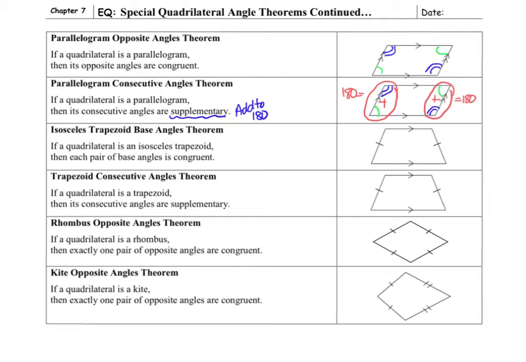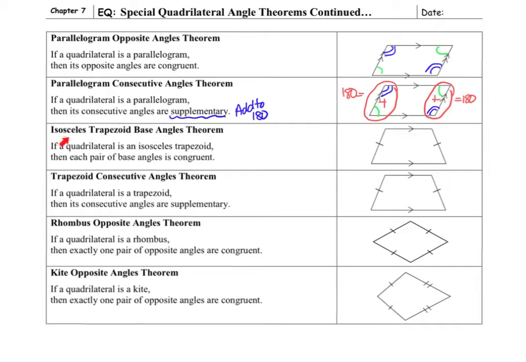Now this is true for these parallel lines. If you look at these parallel lines, then this angle and this angle would be consecutive, and these two would add to 180. Similarly, these two would add to 180 also when taking into consideration these two parallel lines.